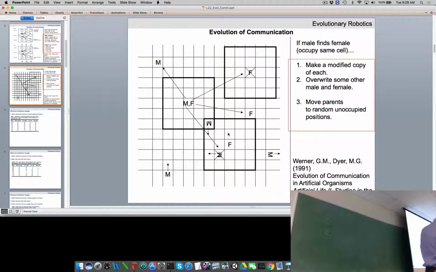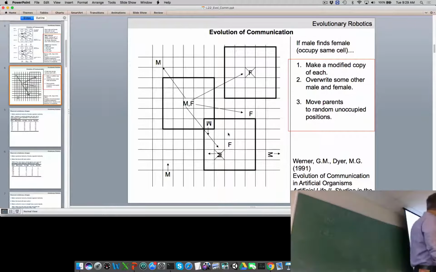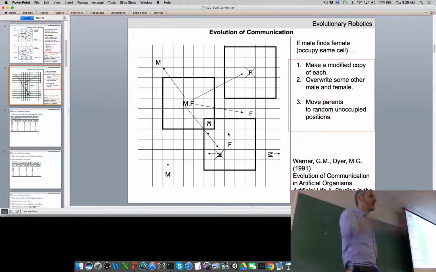We take those 2 new agents that we've just produced, the male and female. We pick a female at random somewhere else on the grid, kill her off, and she's replaced by the female child. We find another male at random in the grid, kill that male off, and replace it with the male child. We take the original male and female parents, and we move them to random positions on the grid. Rinse and repeat.